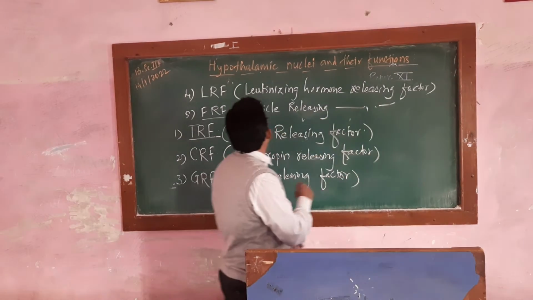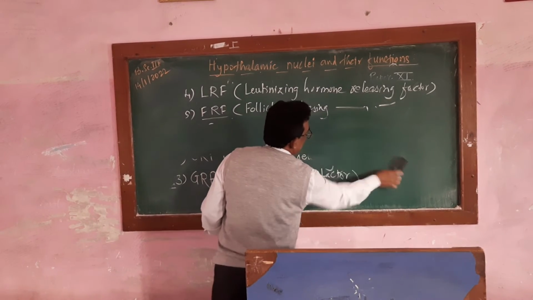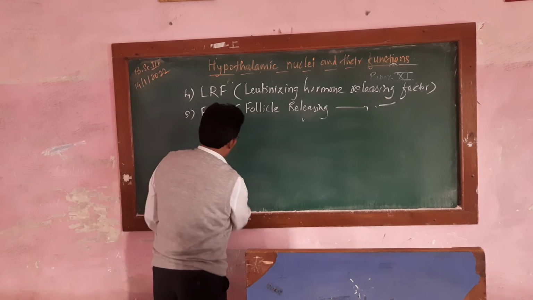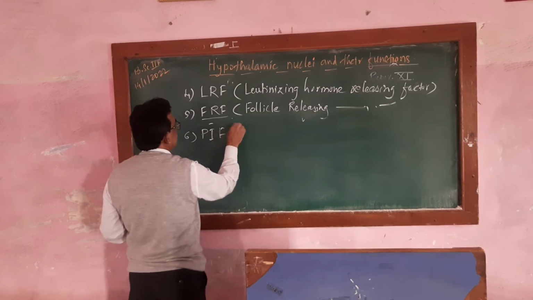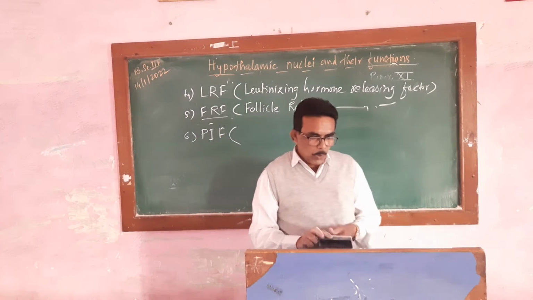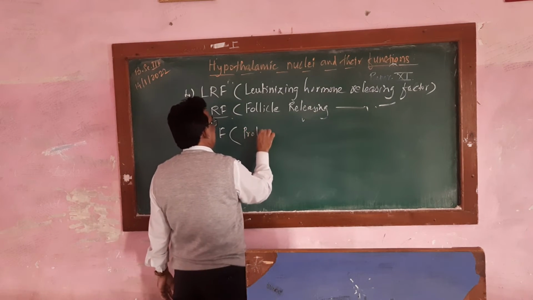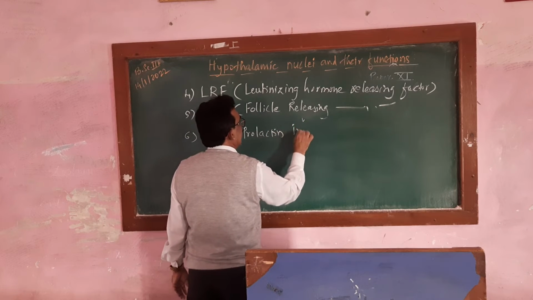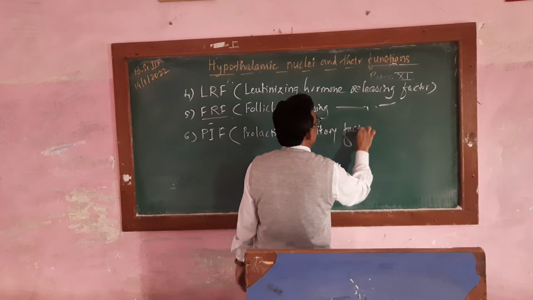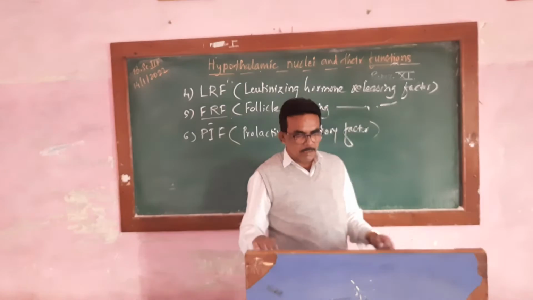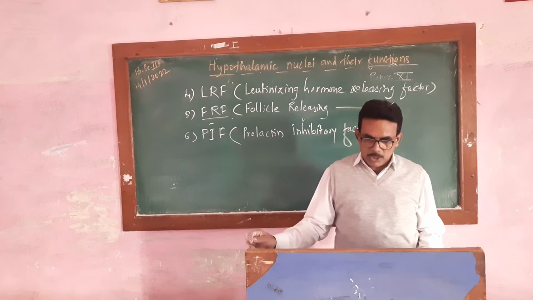Then PIF. Next, the sixth hormone, that is PIF, prolactin inhibitory factor. So this will cause inhibition of the prolactin secretion from the anterior lobe.